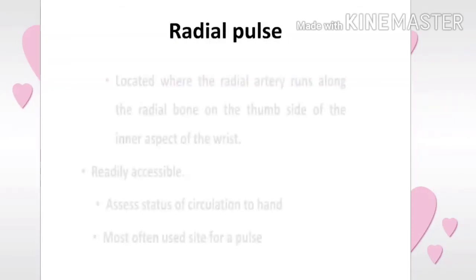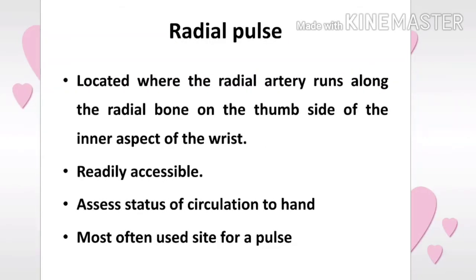Next is the radial pulse. It is located where the radial artery runs along the radial bone on the thumb side of the inner aspect of the wrist. It is readily accessible. Usually we are taking the radial pulse, and it assesses the status of circulation to the hand. It is the most commonly used site for pulse.